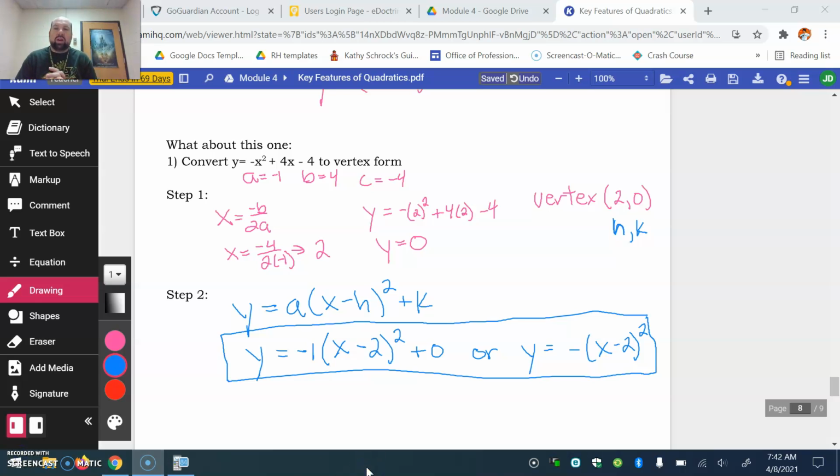Okay, so we are back. And as you can see, I worked this one out. First thing I always do when I'm working with quadratics is identify my a, b, and c. In this particular exercise, we're not really doing anything with c, our y-intercept. We don't really need it for this, but I always just identify it.